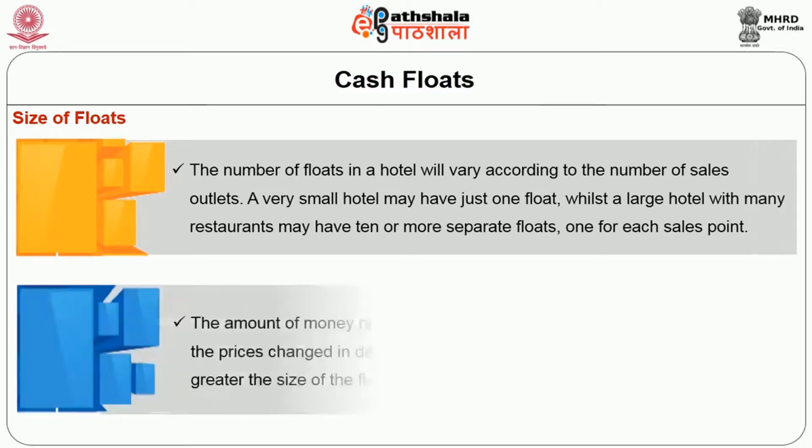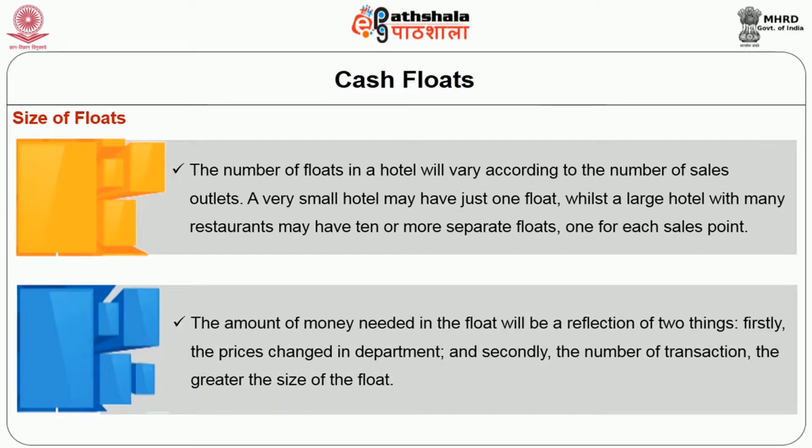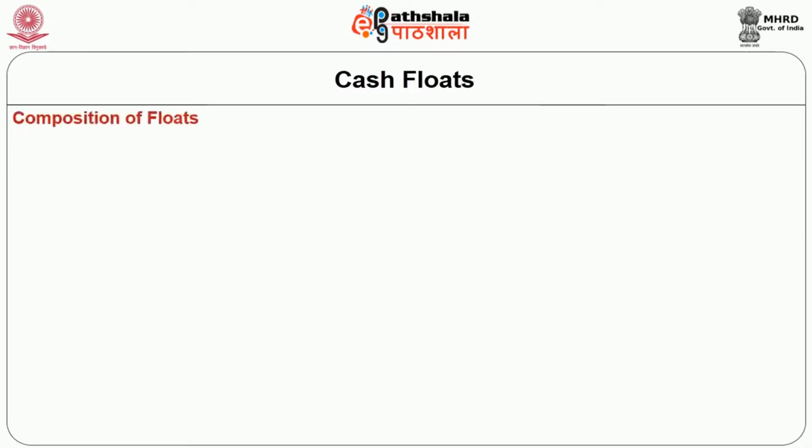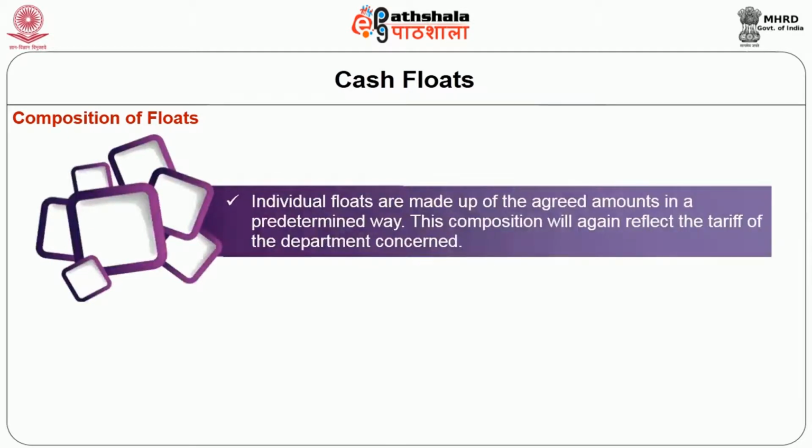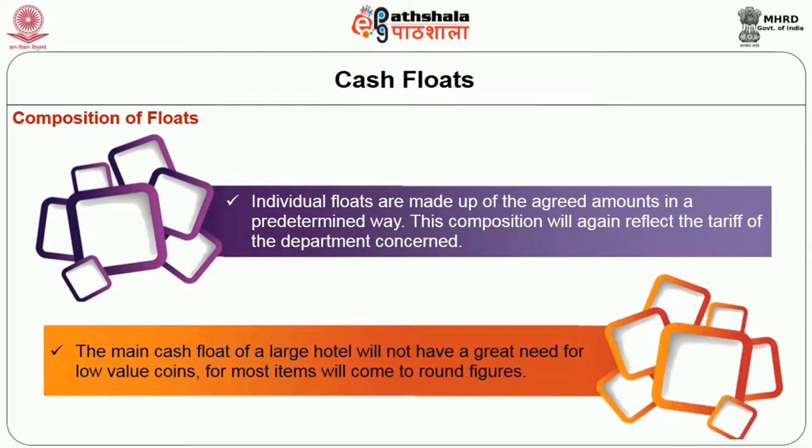The amount of money needed in the float will be a reflection of two things. Firstly, the prices charged in the department, and secondly, the number of transactions that happen. The greater the number, the greater the size of the float. The composition of floats denotes that the individual float is made up of agreed amounts in a predetermined way. This composition will again reflect the tariff of the departments concerned. The main cash float of a large hotel will not have a great need for low value coins, for most items will come to round figures.